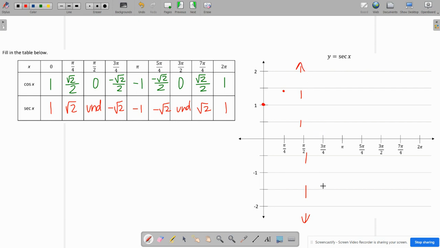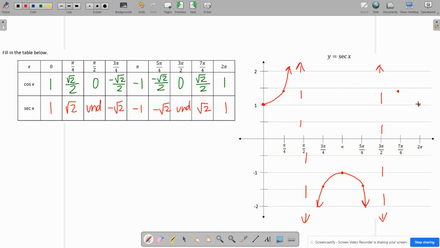The secant of 3 pi over 4 is about negative 1.4. The secant of pi is negative 1. The secant of 5 pi over 4 would be down here. At 3 pi over 2, you would have a vertical asymptote. 7 pi over 4 would be about 1.4, and then the secant of 2 pi would be 1. So again, this is going to look like this, and this is a full period of the secant function.